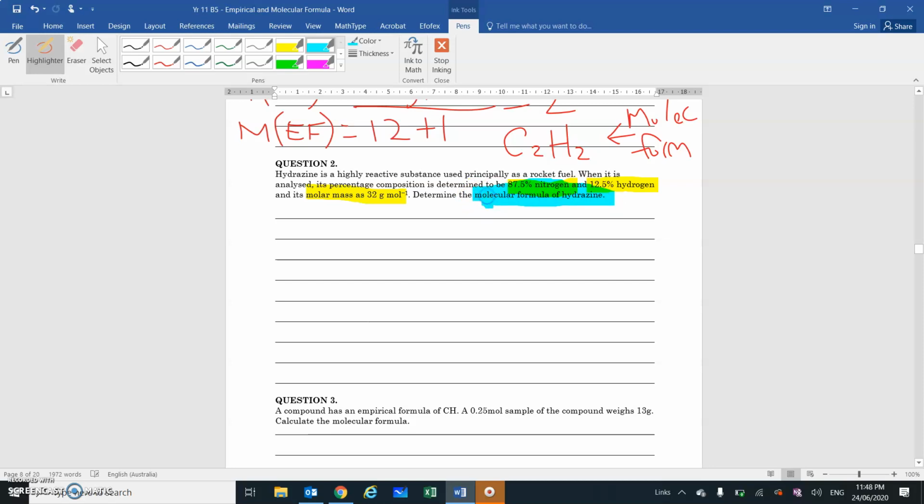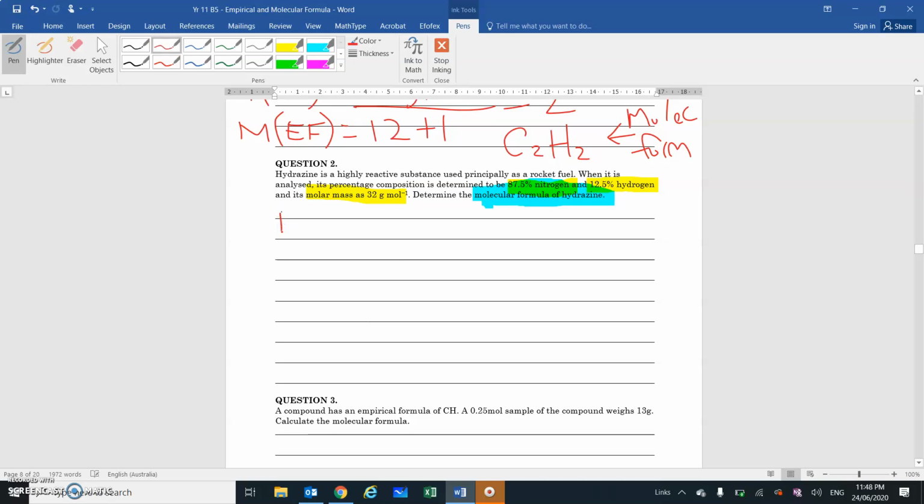Now, here we are not told the empirical formula. So what we need to do is work out the empirical formula first, and then using the molar mass, we can work out the ratio, exactly the same steps as we did in question 1, and hence we can find out the molecular formula. So there's a few steps involved. First of all, find the empirical formula. So what have we got here? We draw up our table.